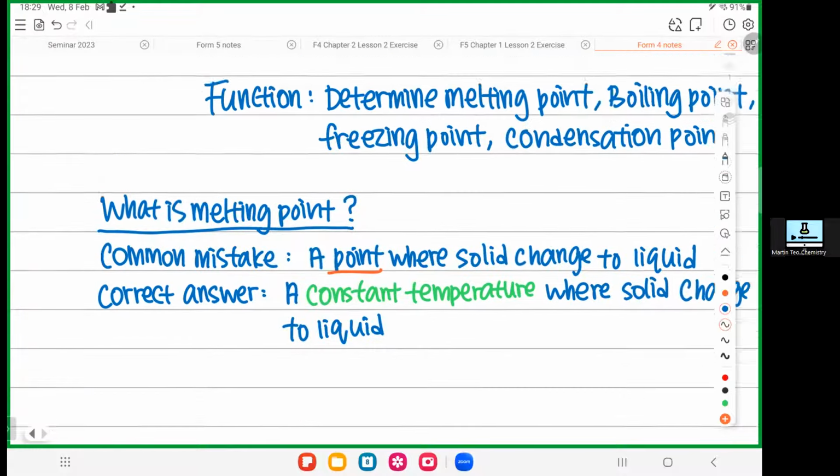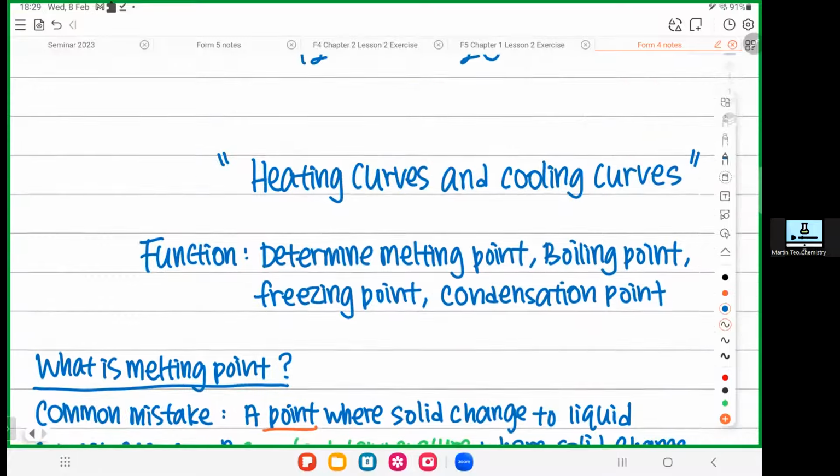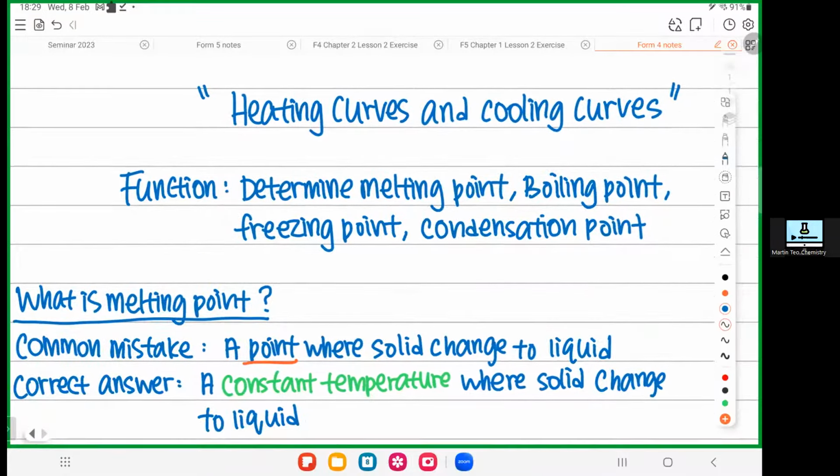So make sure everyone knows what is melting point, boiling point, all these things. Now, the next thing I want to teach you is, how are you going to recognize that you have a heating curve or cooling curve? So I want to show you how the heating curve and cooling curve look like.